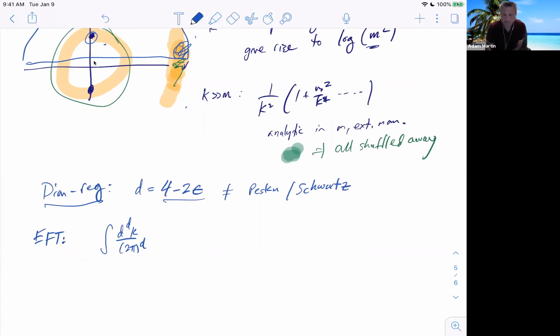And I've got some stuff. This naively looks like you're integrating over all momentum, right? There isn't a cutoff that says only go up to some scale. It says integrate over everybody.